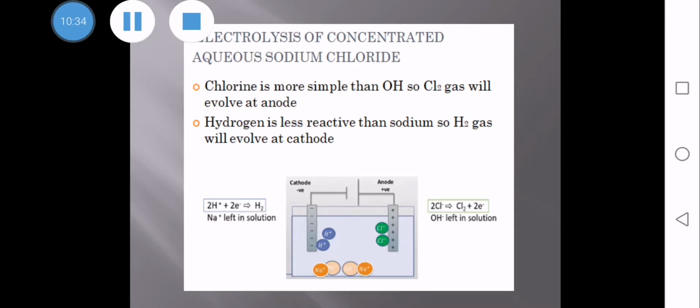So chloride is preferred over OH, so chlorine gas will evolve at the anode, and hydrogen, having an ease of discharge greater than that of sodium, will be liberated as a gas. So the same reactions occur at the anode and cathode, as you can see in this electrolysis.